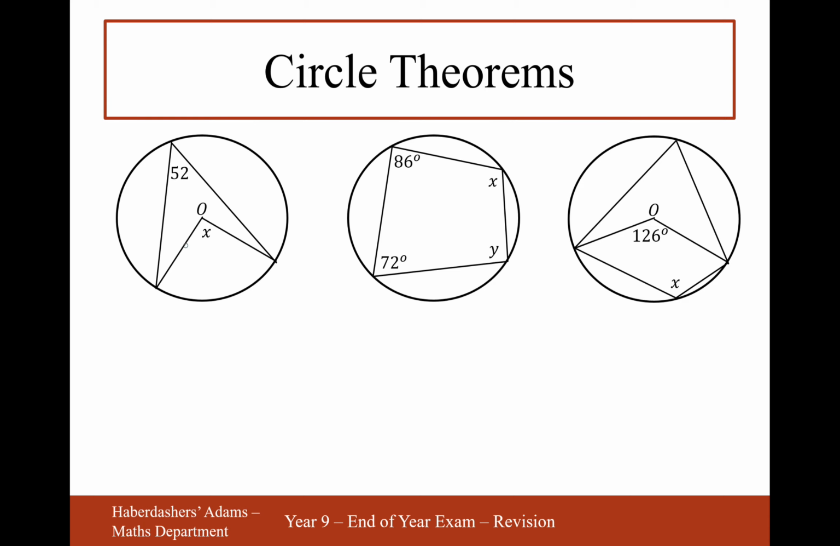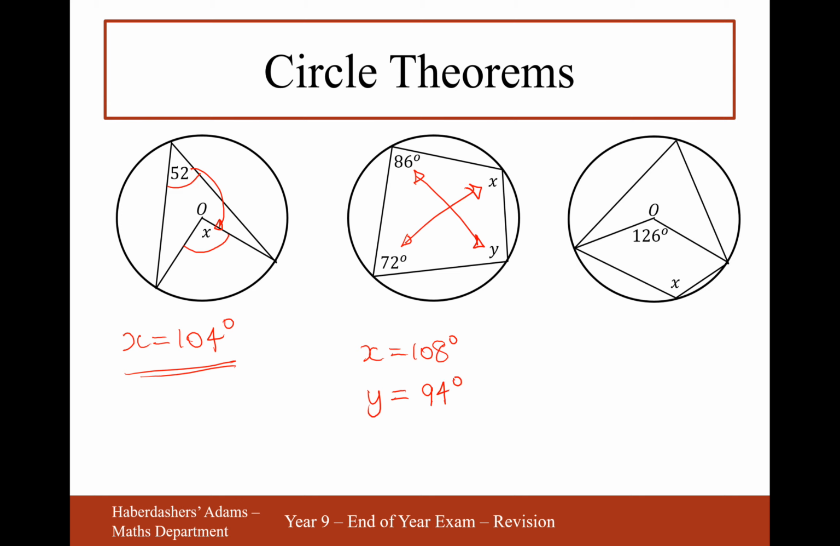Okay, let's move on to the angle down here. Now this angle here needs to be doubled to get this angle here. So x is going to equal 104 degrees. That's the circle theorem you need there. In question 2, it's the opposite angles that will add together to make 180. So this angle x up here is going to be 108 degrees, and then angle y is going to be 94 degrees. And moving on to question 3.